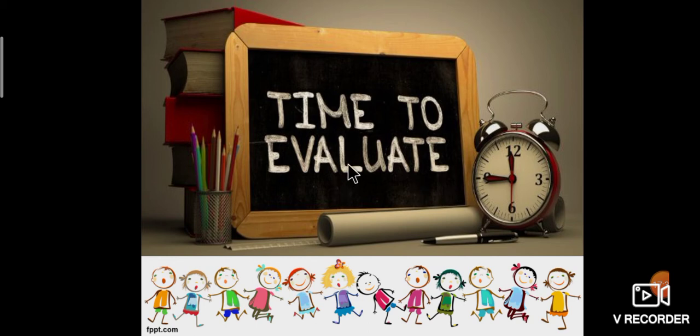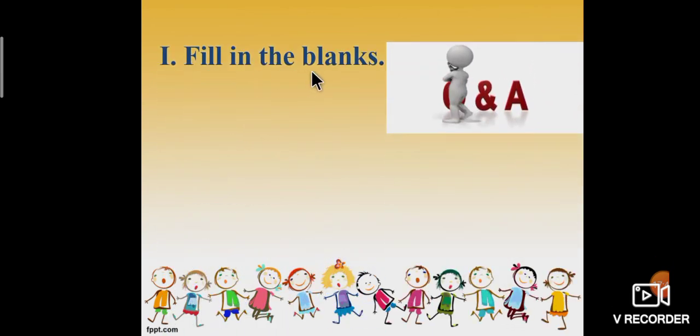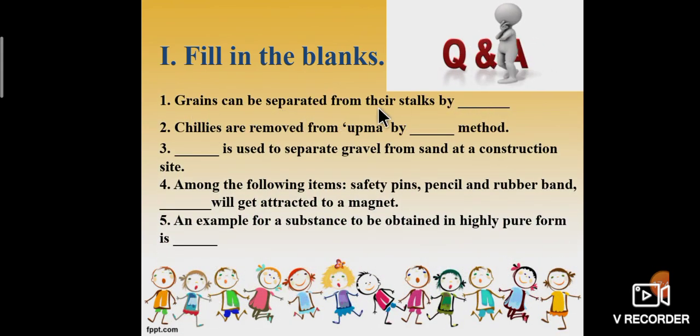Be ready students. First Roman letter, fill in the blanks. First, grains can be separated from their stalks by dash. Second, chilies are removed from upma by dash method. Third, dash is used to separate gravel from sand at a construction site. Fourth one, among the following items, safety pins, pencil and rubber band, dash will get attracted to a magnet. Fifth one, an example for a substance to be obtained in highly pure form is dash.